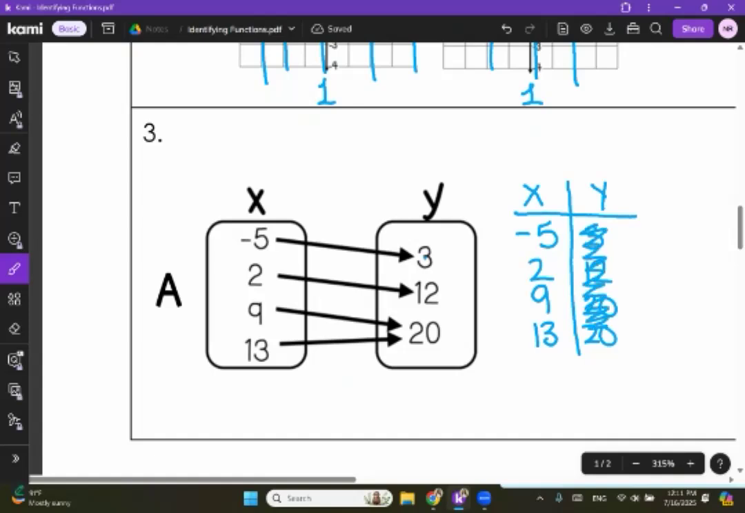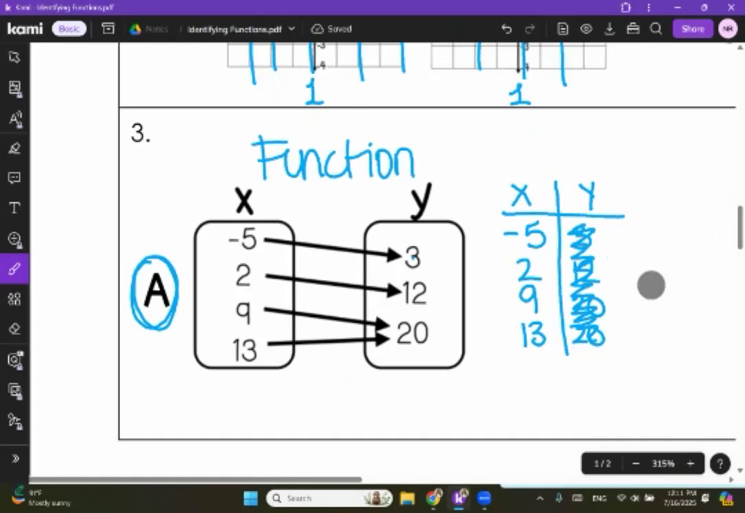You want to scratch out your Y values and only focus on the X values. You notice that neither one of these repeats, so this one is the function. X values do not repeat. Look at B.